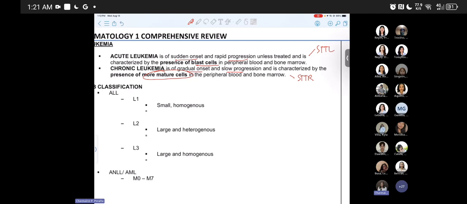Kung sa shift to the left na nasa acute leukemia, merong appearance of young or immature blast cells in peripheral blood and bone marrow. Sa shift to the right na nakikita sa chronic leukemia, merong appearance of more mature cells in peripheral blood and bone marrow. Sa acute leukemia, nakakakita tayo ng myelocyte, metamyelocyte. Sa chronic leukemia, ang nakikita lang natin yung mga mature cells, kung granulocytes, kung lymphocytes, mature lymphocytes.